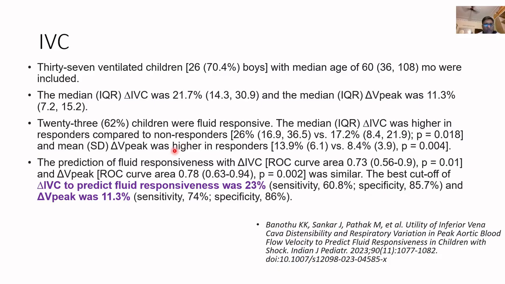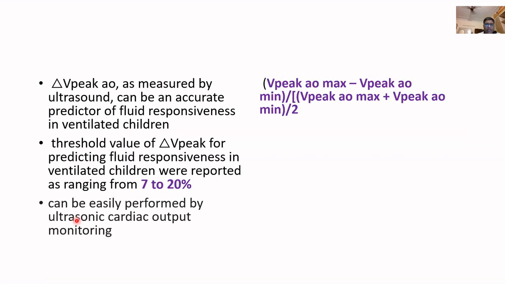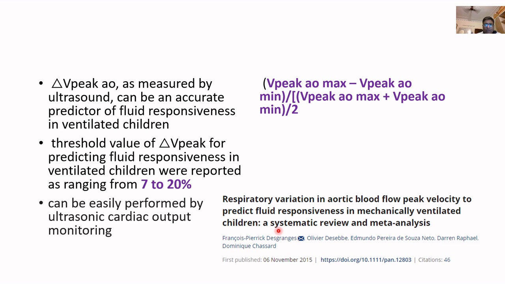So around 23% has a good sensitivity, and delta V peak has also been corroborated in other studies. The breath-to-breath change in the peak aortic flow velocity has good value for predicting fluid responsiveness. Delta V peak is the maximum aortic velocity with inspiration, maximum minus minimum divided by the mean. Around 7 to 20% has been found to correlate well with fluid responsiveness.